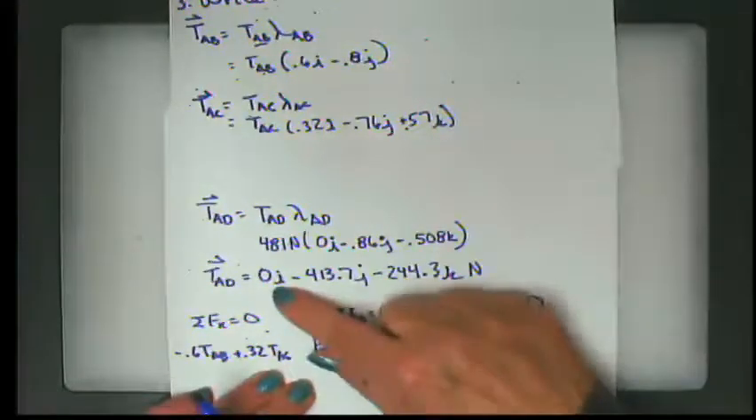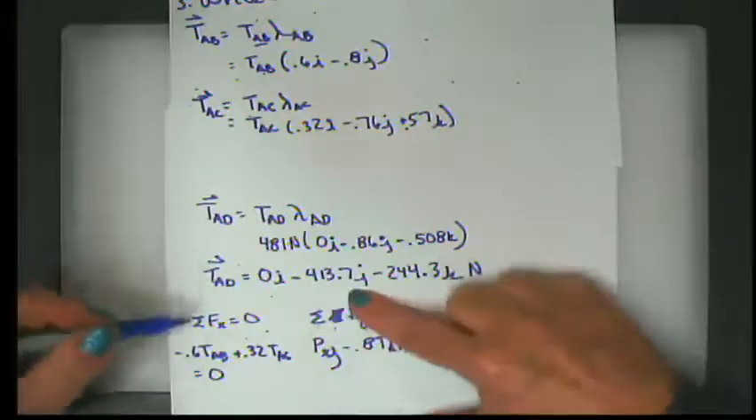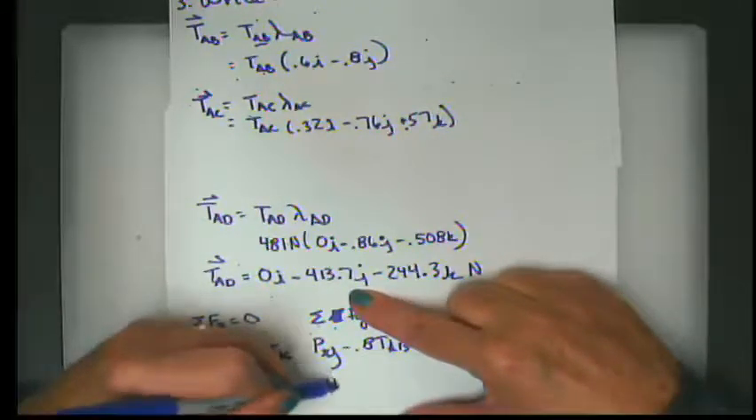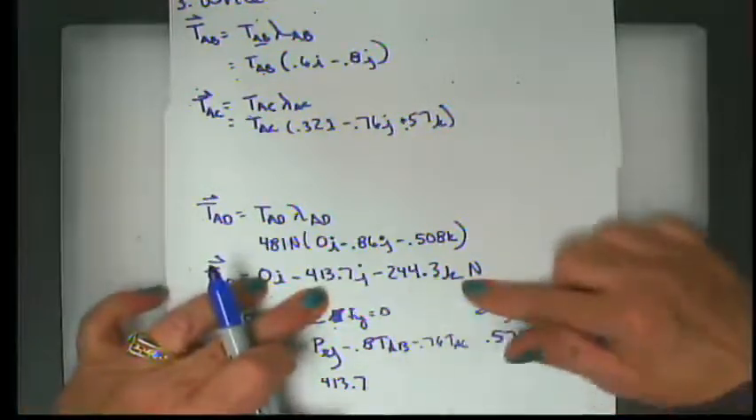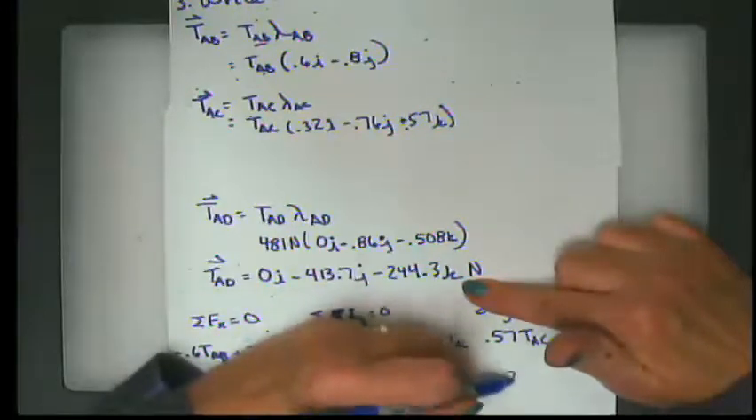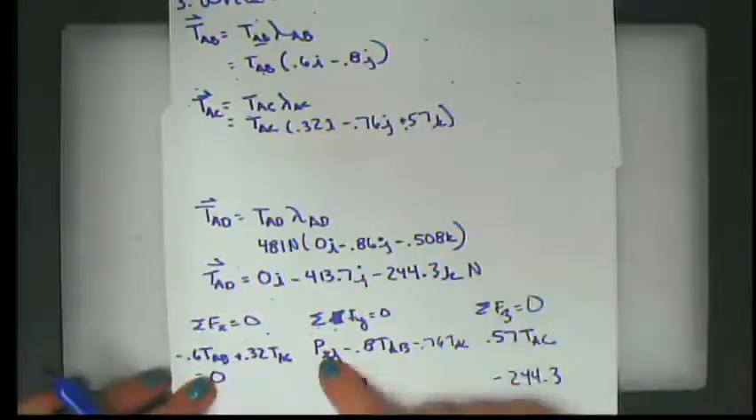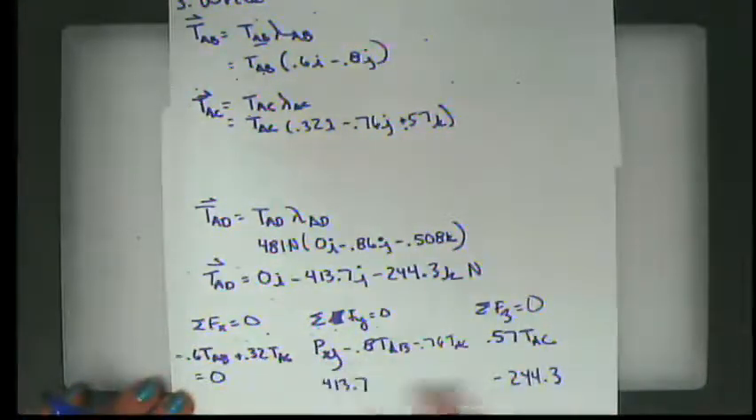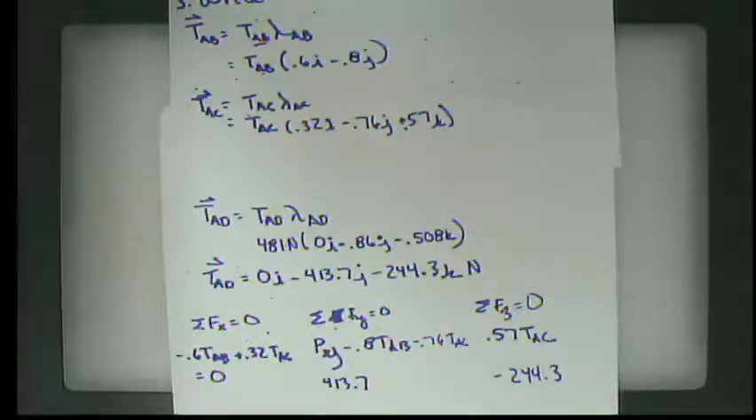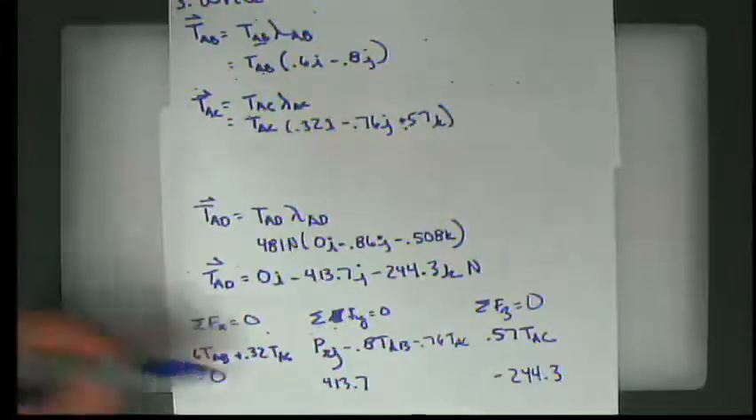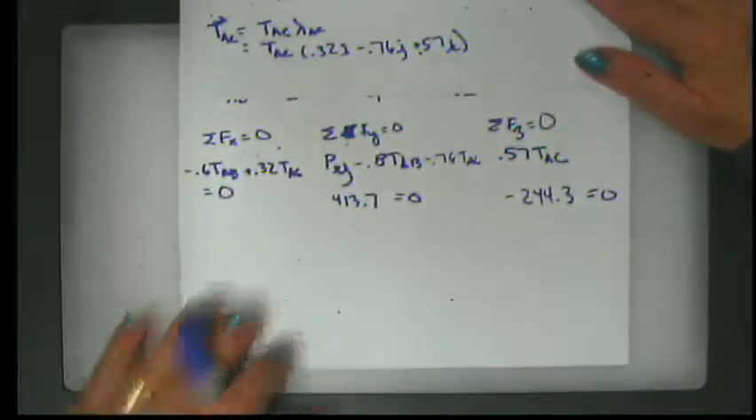Now I need to put in my components for AD. There's nothing here, so that equals 0. Here I have 413.7, but I've already multiplied through TAD, so I don't need that. And here I have minus 244.3. Okay, and then I have my P included. So in other words, I've broken down the components of each of the forces, and now I have 3 equations and 3 unknowns, so I can solve those. Each one of those equations, in order for static equilibrium to occur, has to equal 0.